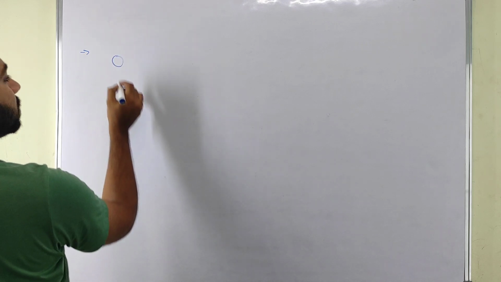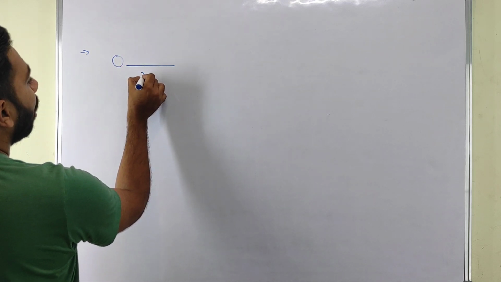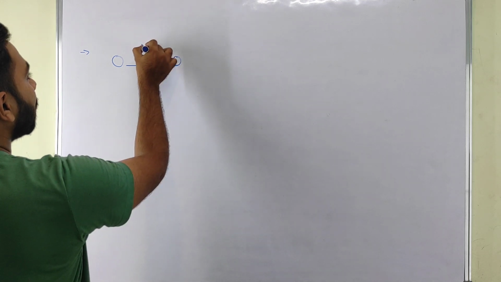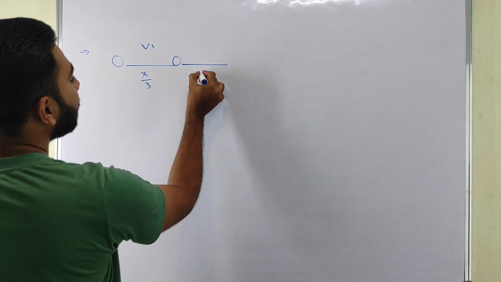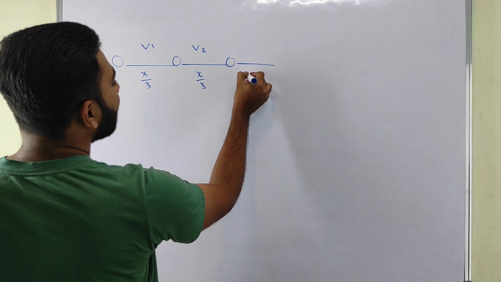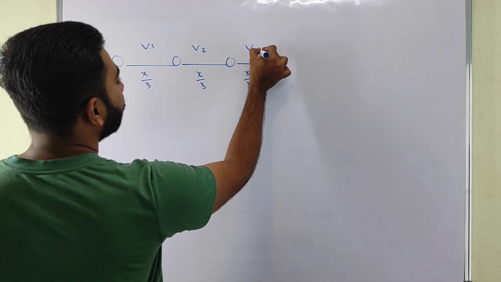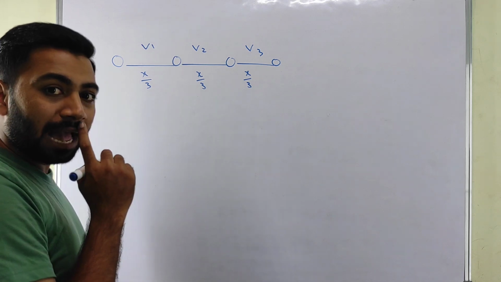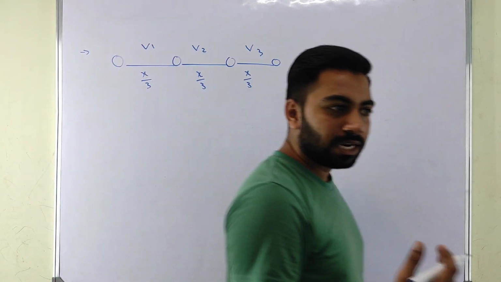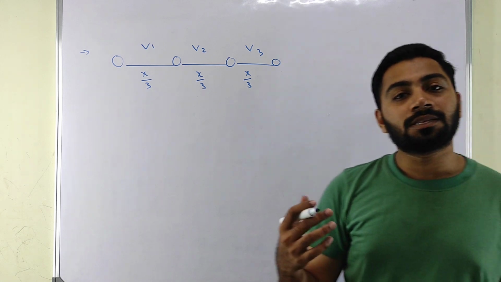A particle covers x by 3 distance, one-third of the distance with velocity v1, the next x by 3 of the distance with velocity v2, and the remaining x by 3 of the distance with velocity v3. Now what is my average velocity? Again you will write x1 plus x2 plus x3 divided by t1 plus t2 plus t3.